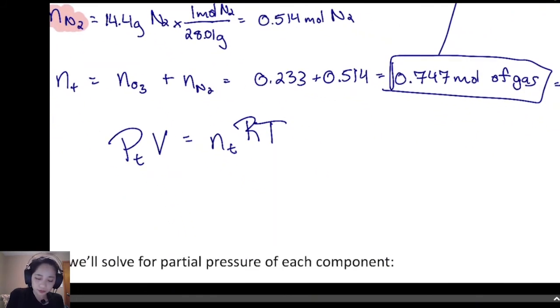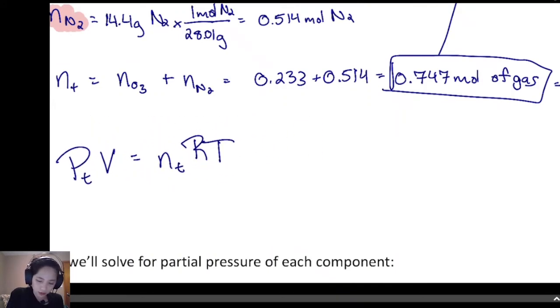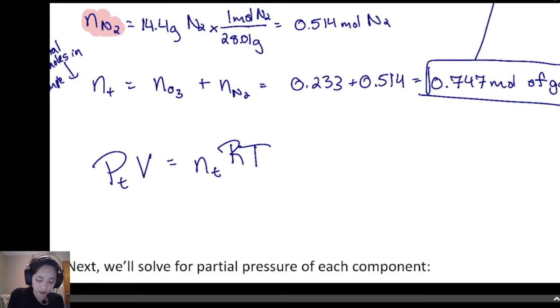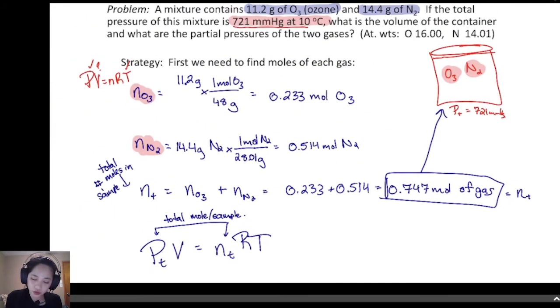So we can use this equation. We can do this because we're using the total moles of the sample. What are we actually calculating for? What is the volume of the container?